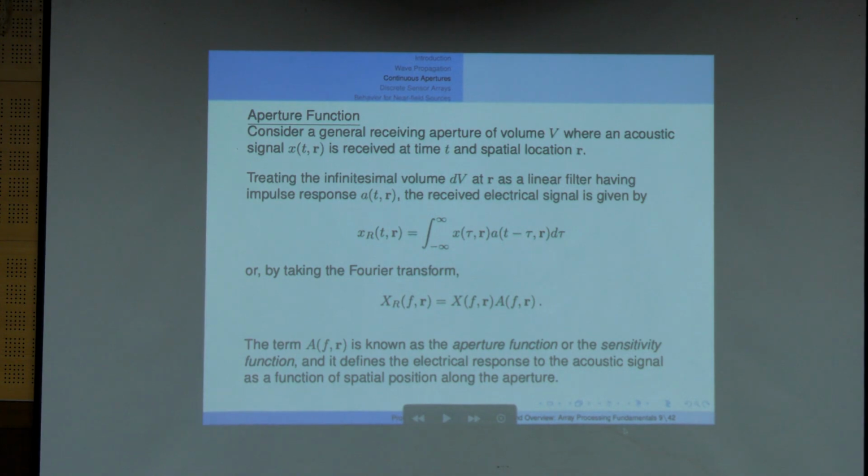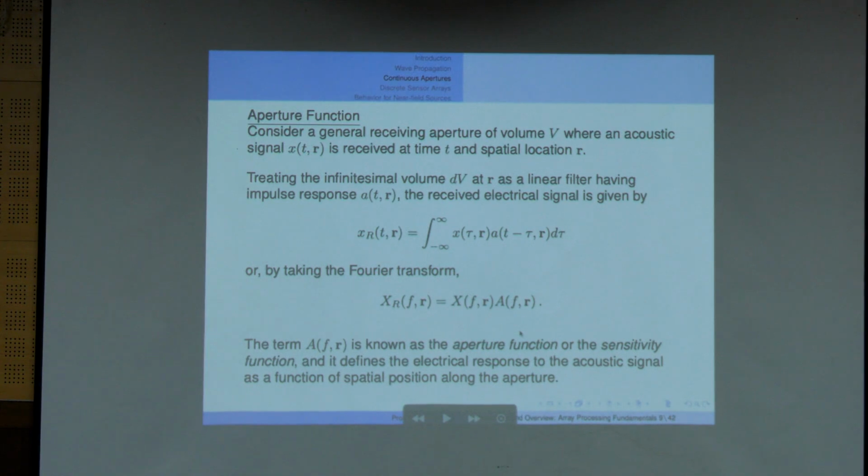But you know that when you sample a signal, you don't really sample the signal using a delta function. You measure the energy around a certain point in time. So all these are approximations. Okay? So aperture function, what does it mean?